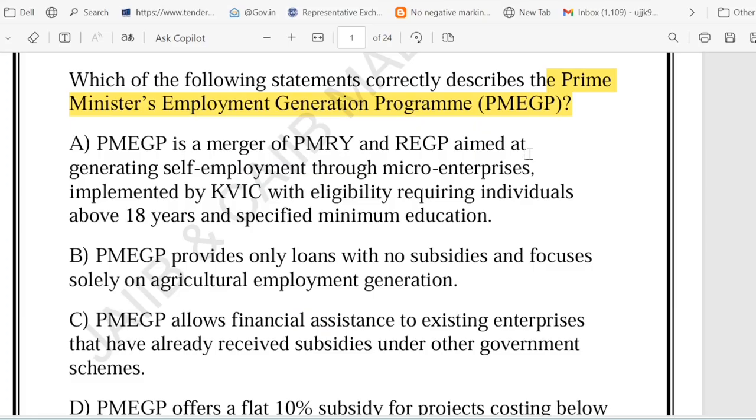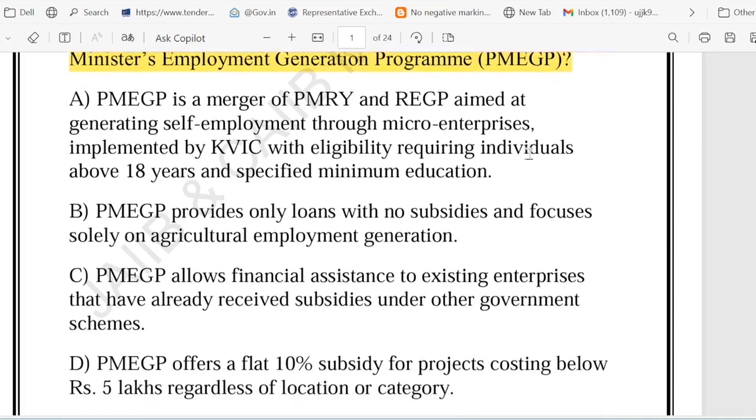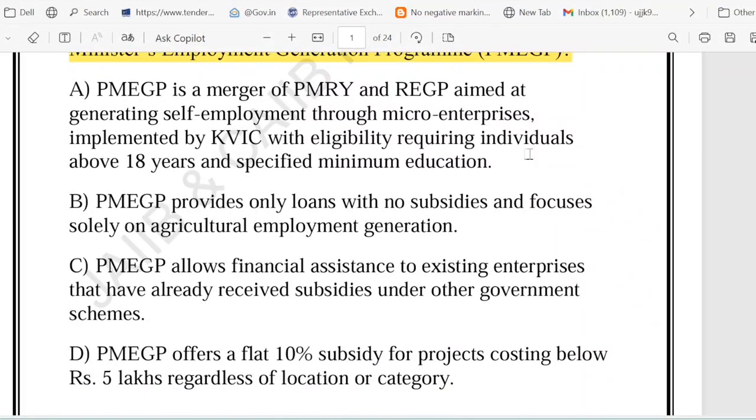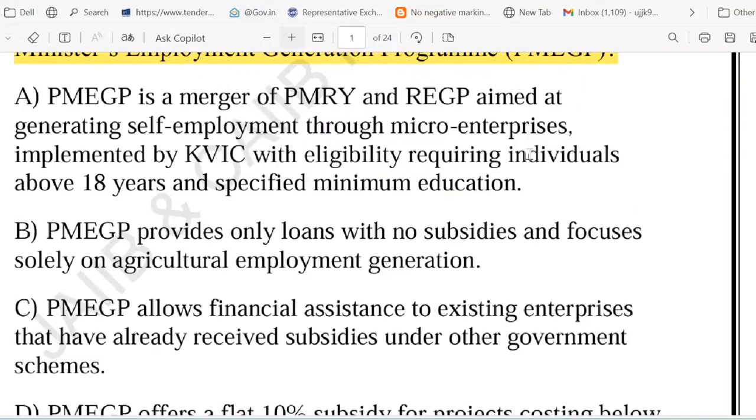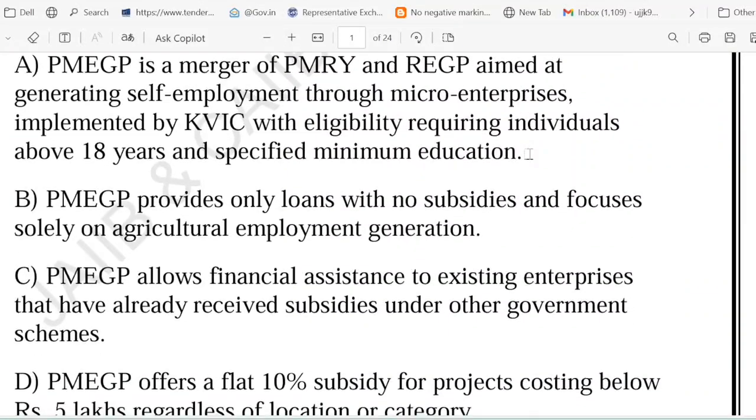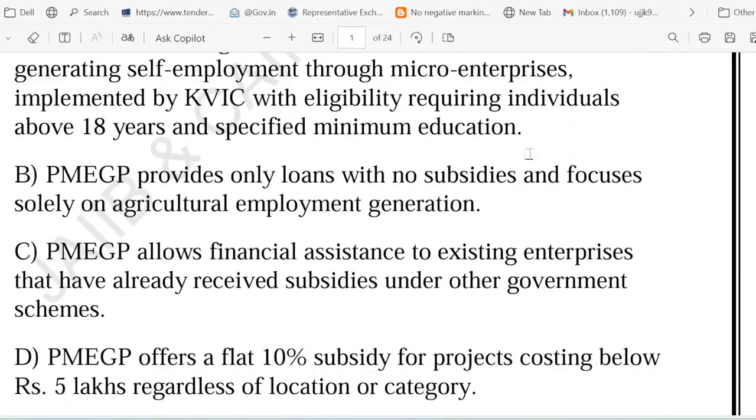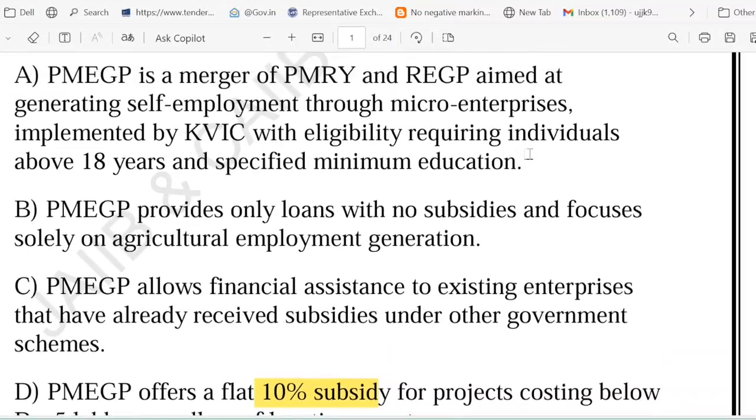Please note, PMEGP is self-employment through micro enterprise implemented by KVIC, with eligibility requiring individuals above 18 years. Option B says PMEGP provides only loan with no subsidies and focuses solely on agriculture employment generation. Option C says PMEGP allows financial assistance to existing enterprises that have already received subsidy under other government schemes. Option D says PMEGP offers a flat 10% subsidy for projects costing below 5 lakh regardless of location or category. So these are the 4 options given here.